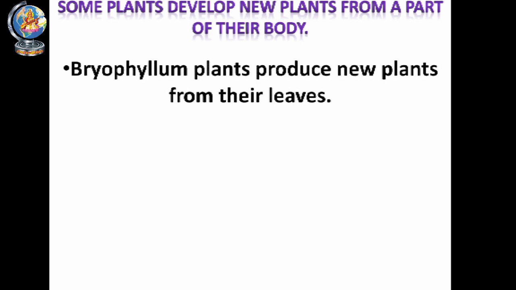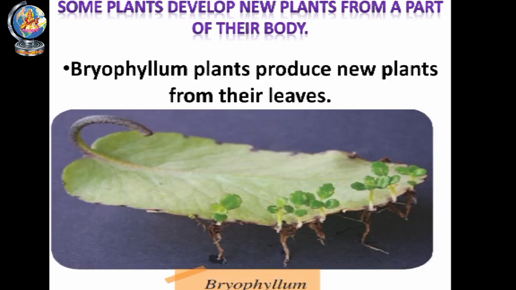Bryophyllum plants produce new plants from their leaves. It's a type of plant. See here, you will see leaves, and small plants are growing inside them. See, there is a leaf of a Bryophyllum plant and new small plants are growing. You can see roots also, on the downside of that leaf. So new Bryophyllum plants can grow from a leaf only.